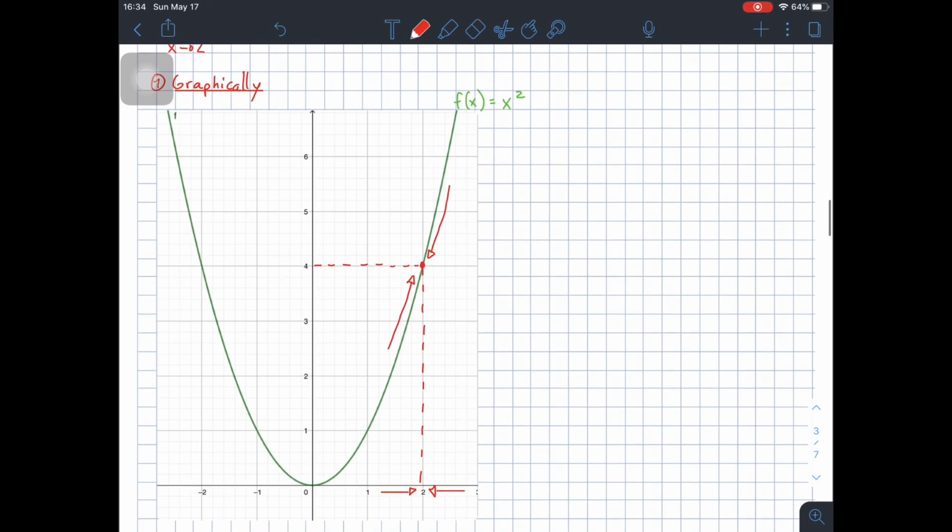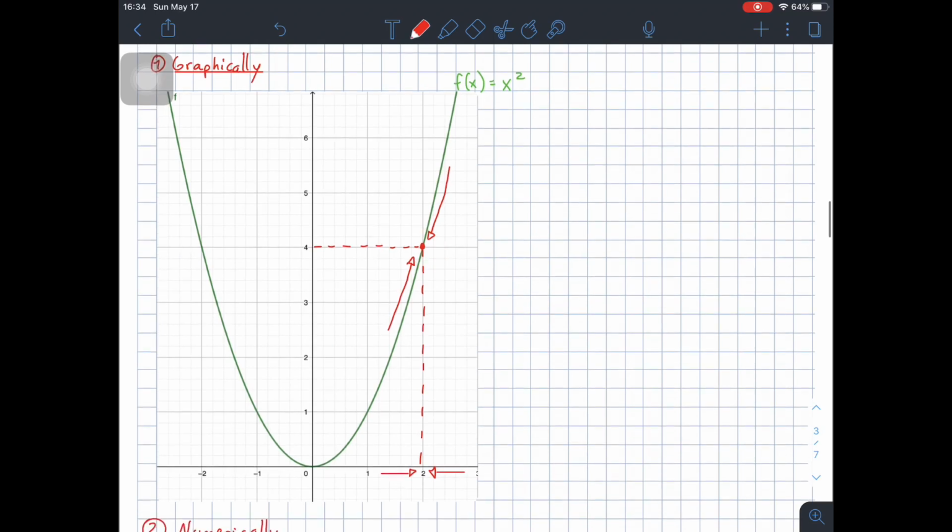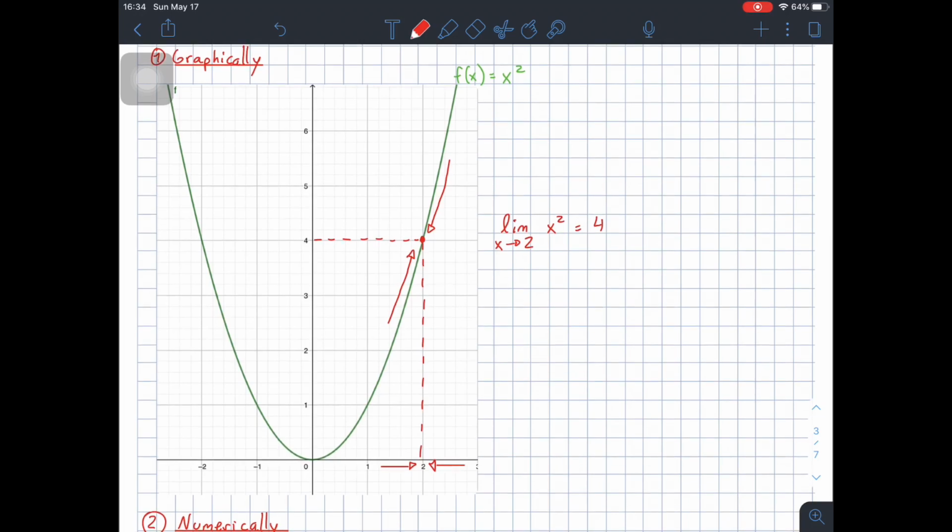So now that we have identified that we're approaching the same value from both sides, then we can confirm that the limit of the function, which is x squared, when we're approaching the value of x equals 2, is 4, right? Because we're approaching the same value from the left and from the right, okay? That's why we can conclude that the limit is 4.